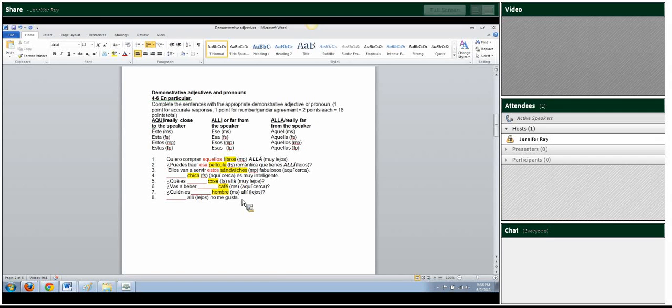Okay. Blank chica aquí cerca is muy inteligente. If it's aquí cerca, again, I'm going to be looking in this column instead of writing them out. And chica is feminine singular. Feminine singular, I'm going to write esta.